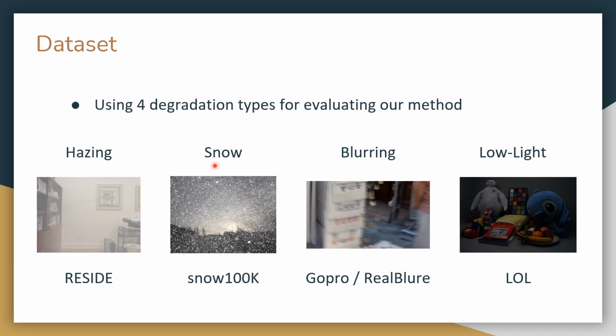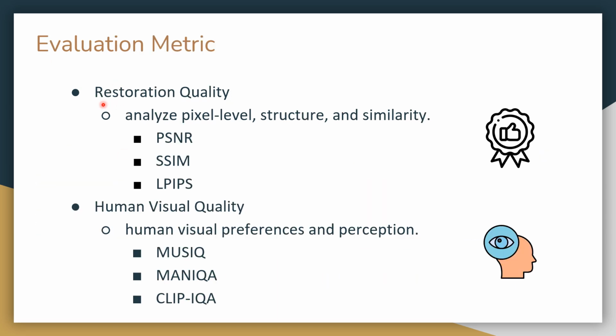We evaluate our method on 4 different degradation types datasets, such as haze, snow, blurring, and low light. Each image in the dataset has a different degree of degradation, which means that we can better verify the ability of our method. Due to the limitation of time and computing resources, we only select 300 images from each dataset for evaluating. For evaluation, we employ 3 commonly used quality metrics: PSNR, SSIM, and LPIPS, as well as 3 human visual quality metrics: MUSIQ, MANIQA, and CLIP-IQA.